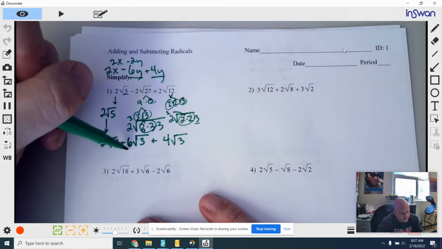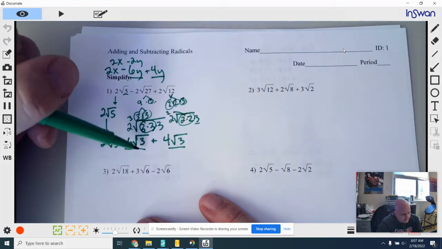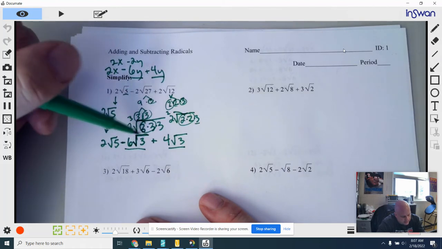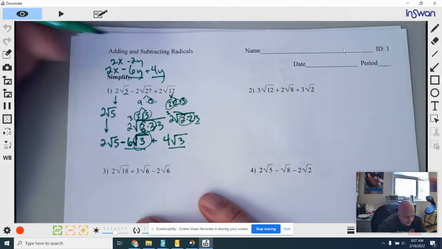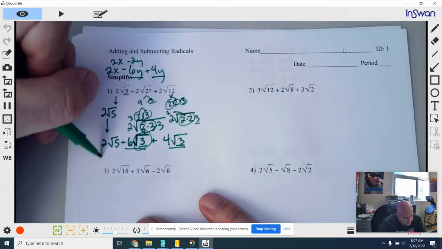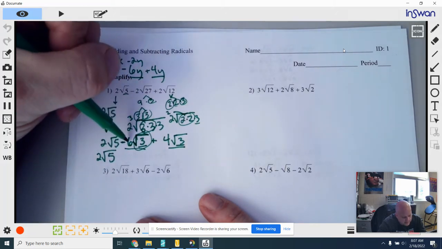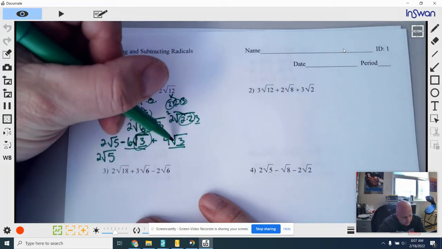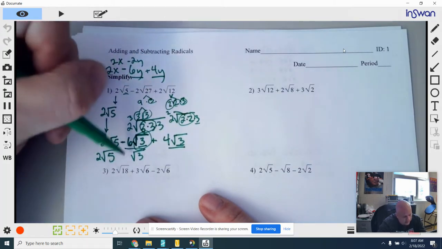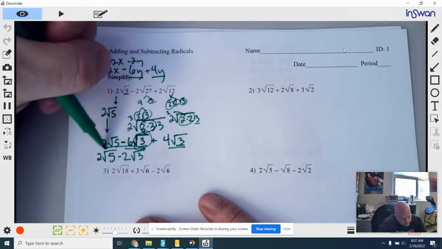Well, the same situation happens here where you can only combine pieces that have the same radicand. Radicand means just this piece here. And so we've got square root 3 in common. So this 2 root 5, there's no like terms with that, so that just comes down. And that minus 6 root 3 plus 4 root 3, well, I know my answer is going to be a root 3, just like it was a y here. And minus 6 plus 4 is minus 2. So this is our final answer.